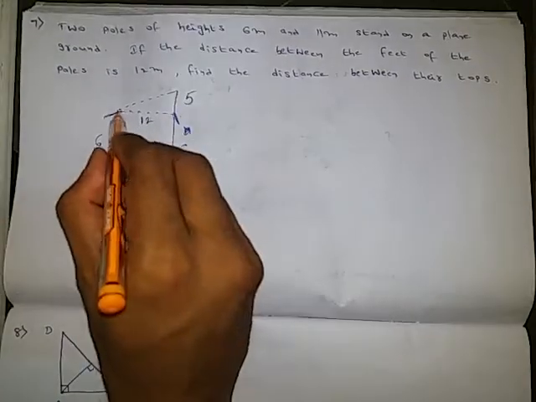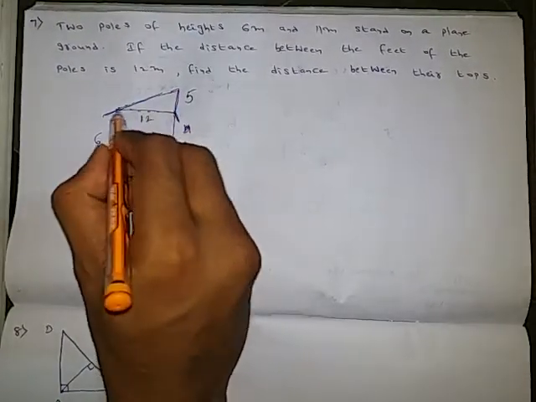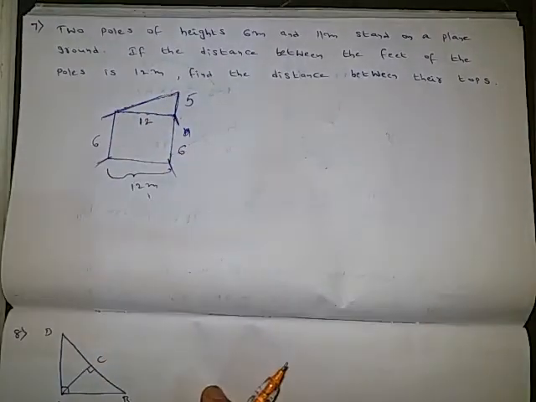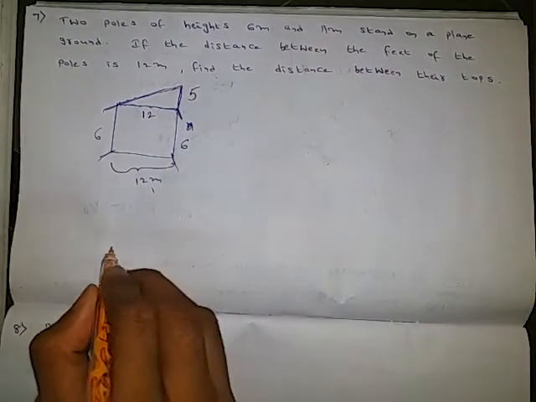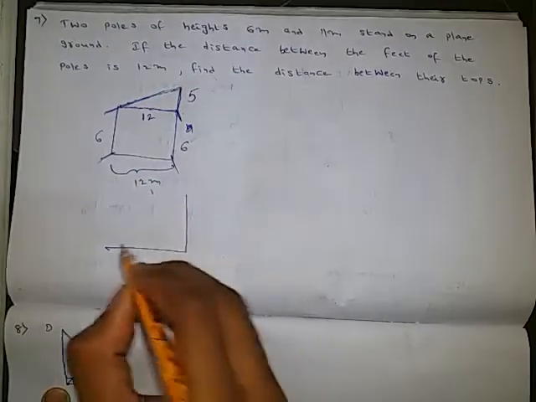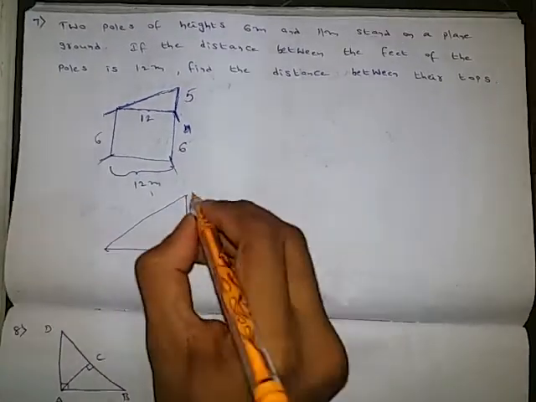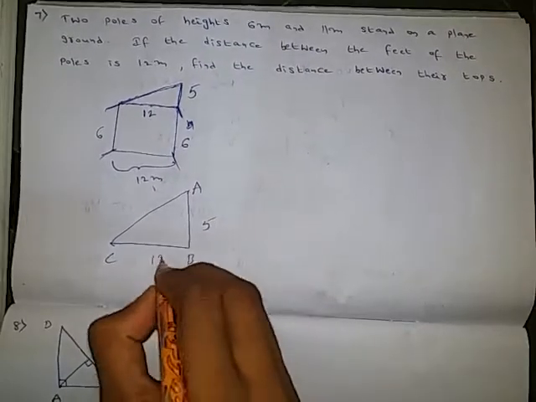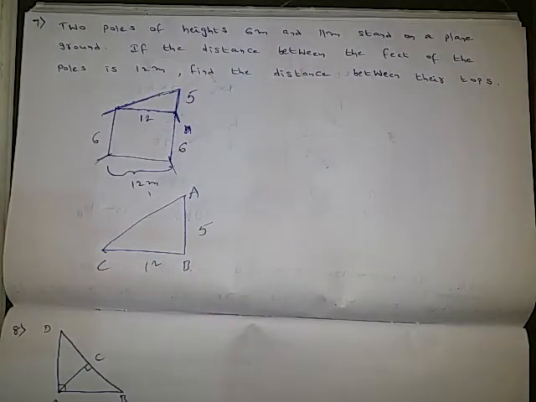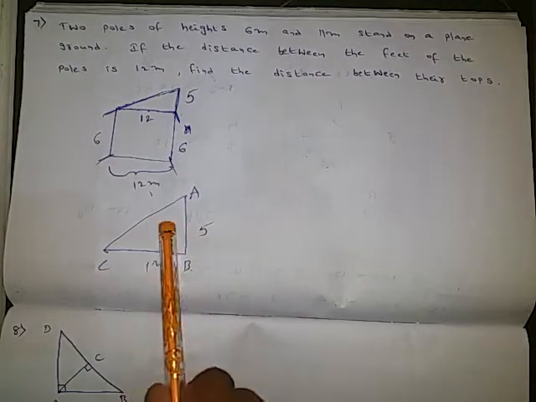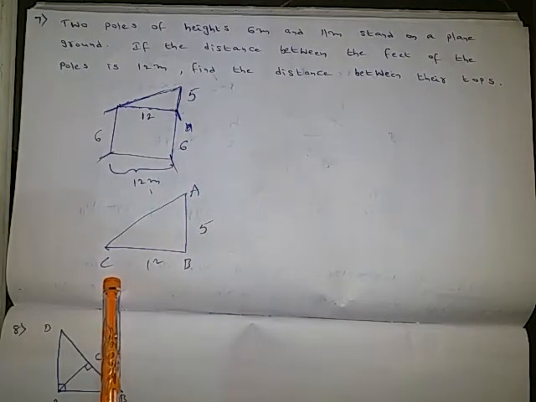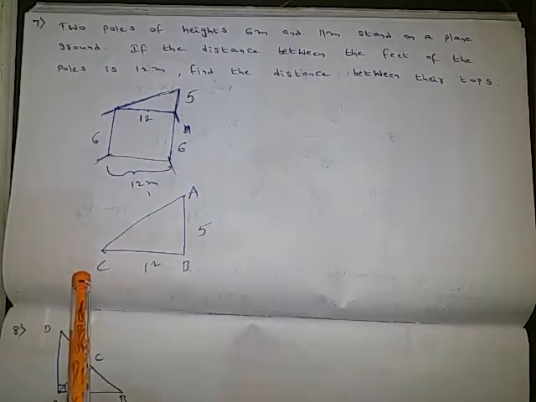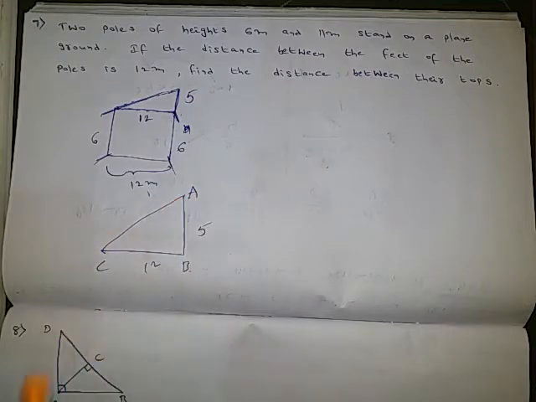Now if we observe this upper figure, we get a right angle triangle. Now I am going to draw that right angle triangle separately. I am writing the names also: A, B, C. Here 5 is there, here 12 is there. So now we need to find the third side, that is AC. If we find that AC side, we will get the distance between these two tops.